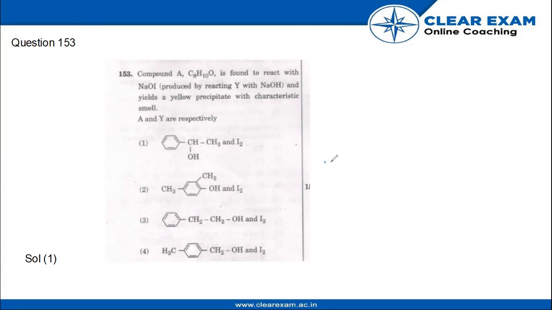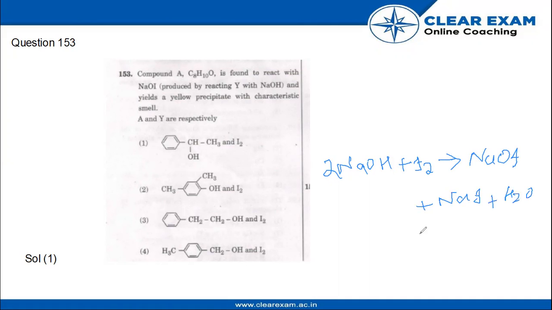The reaction is 2NaOH plus I2 gives NaOI plus NaI plus H2O. This is the haloform reaction.